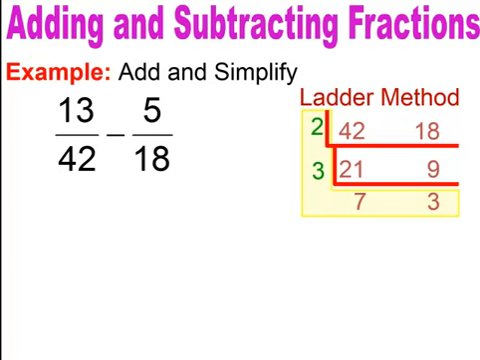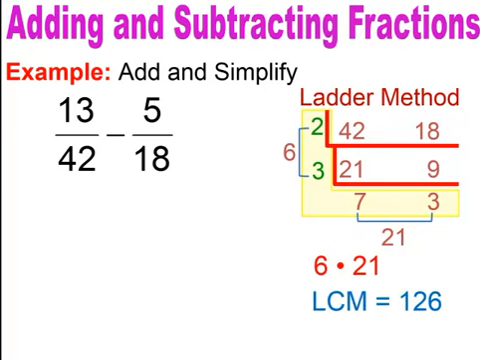There's no common factors in 7 and 3, so the least common multiple will be the numbers on the outside multiplied together. So I'm going to do the side two numbers together. 2 times 3 is 6. The bottom two numbers together, 7 times 3 is 21. And then I'm going to multiply 6 by 21. So I find my least common multiple for 42 and 18 will be 126.